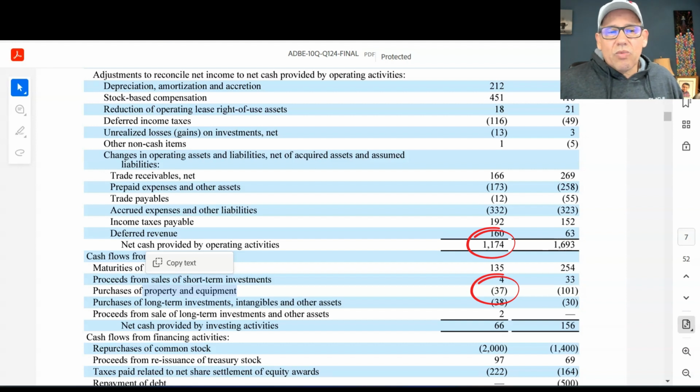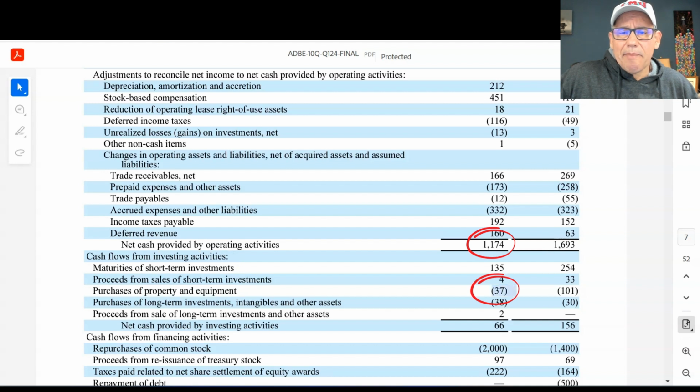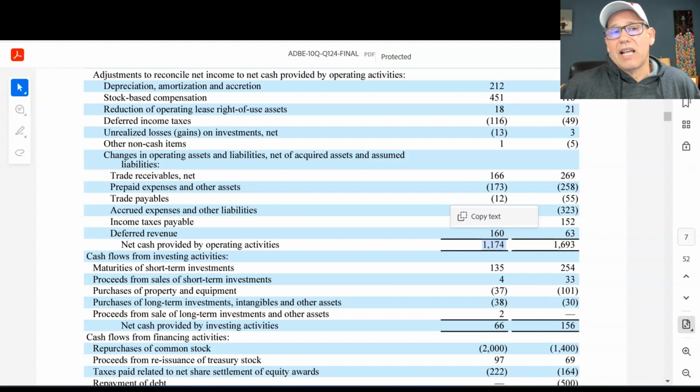So that's one example. But in the case of Adobe, their investment in CapEx is really low, just $37 million. Yet they make well over $1 billion of cash from operations. So Adobe has very high free cash flow. And I use free cash flow as one of my principal valuation metrics that I put into my valuation model that I've covered already in another session. And that model, I put an example on the community page.